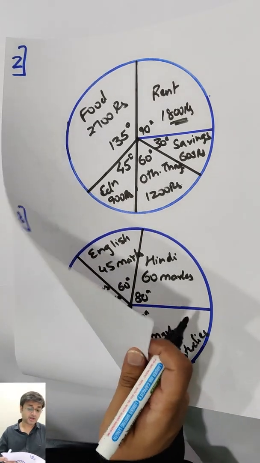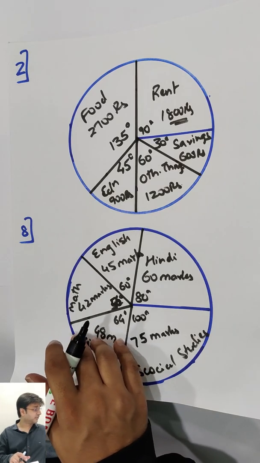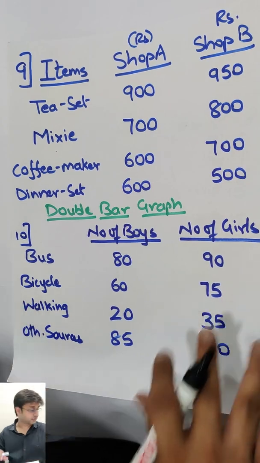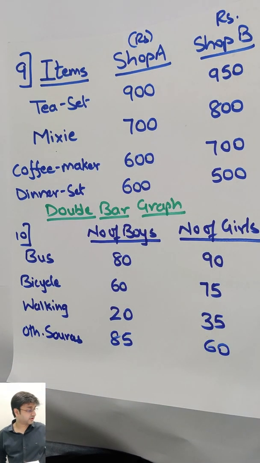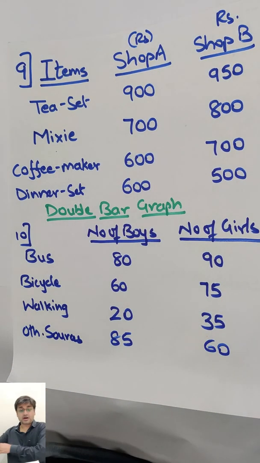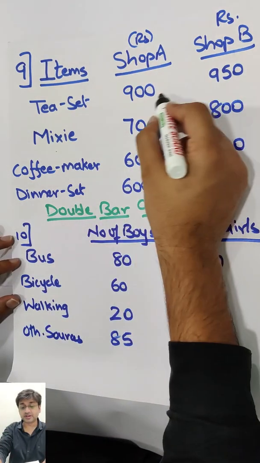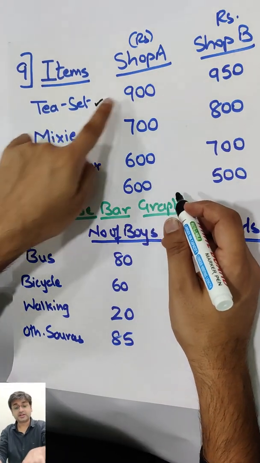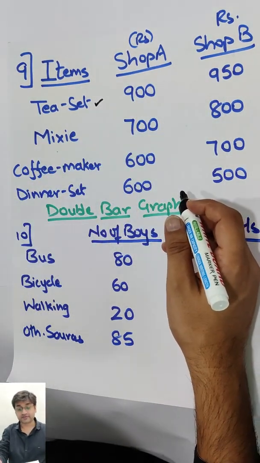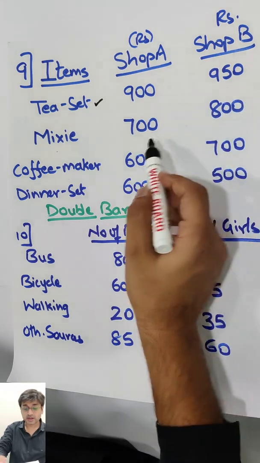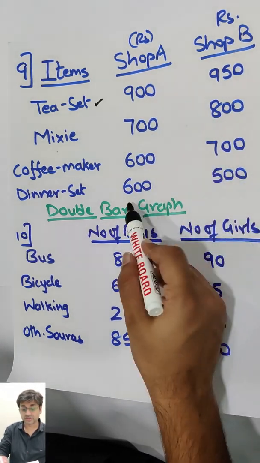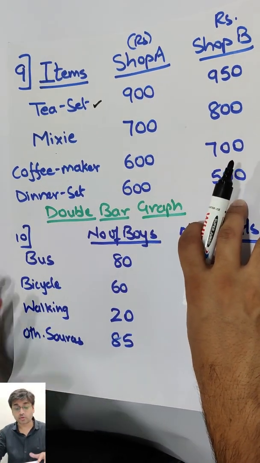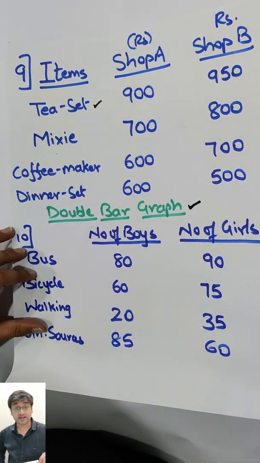Brilliant. Let's go with the last part now. That's double bar graph. So you got 2 questions, 9 and 10. We are going to do both of them, so we get good practice on double bar graph. Now what is a double bar graph and how are you going to draw this? Basically you see 2 values given for the same item. So T set in shop A is 900, shop B is 950. So this is a costlier shop. Again here costly, this also costly, but this is cheaper, that is dinner set. So basically you are trying to compare 2 quantities and that's what double bar graph helps you with.